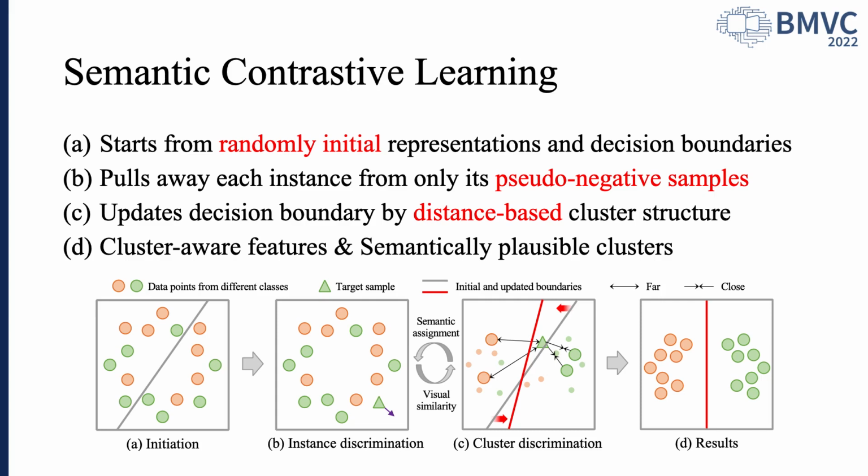With each sample being assigned a pseudo-label, the SCL conducts instance discrimination across clusters to pull instances away from only their pseudo-negative samples of other clusters in a representational space. After that, the decision boundary of clusters will then be updated to assign samples into the cluster with the closest anchors. By iteratively updating the model weights and samples' pseudo-labels, the SCL finally leads to cluster-discriminative imagery features and semantically plausible cluster assignments.